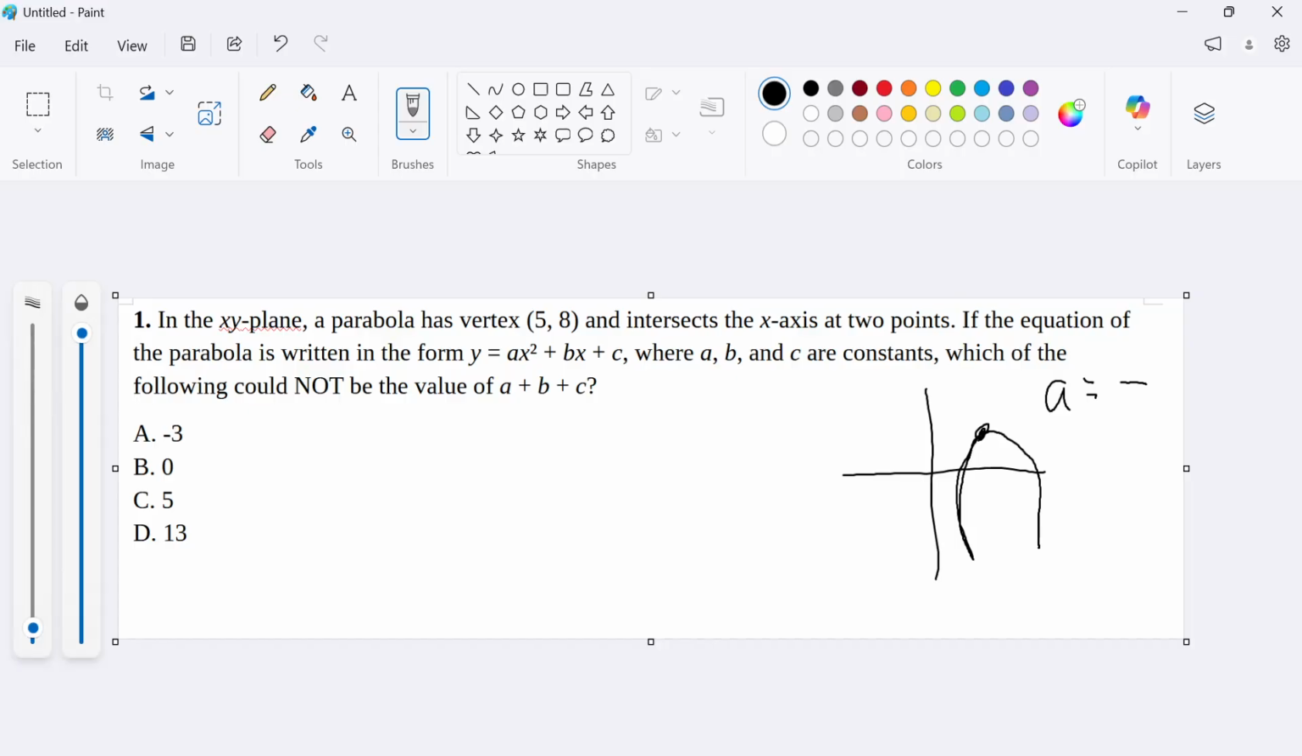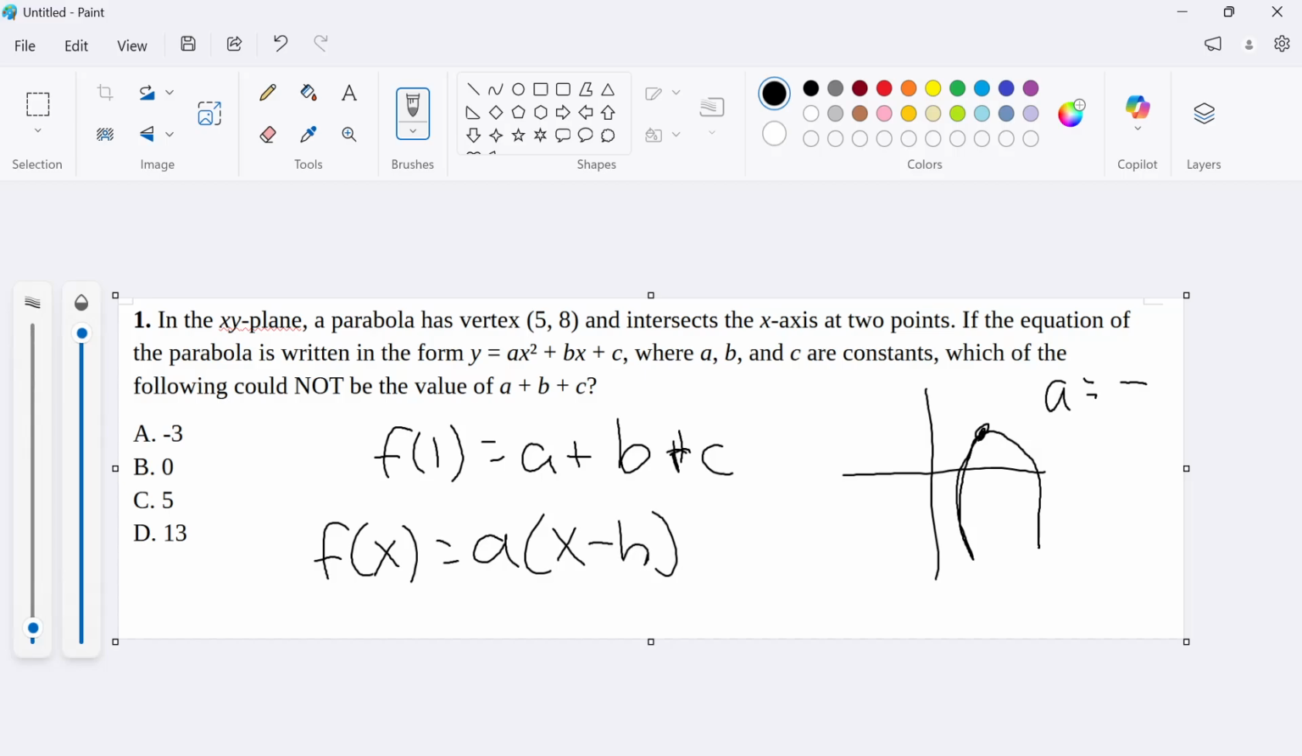Well, if x is 1, 1 squared is 1 times a is a, 1 times b is b, and then plus c. So f of 1, if this was an equation, f of 1 would equal a plus b plus c. And I can also set this up with the vertex form of the equation of a parabola. f of x equals a times (x minus h) squared plus k, where (h, k) is the vertex. So in this case, it would be a times (x minus 5) squared plus 8.